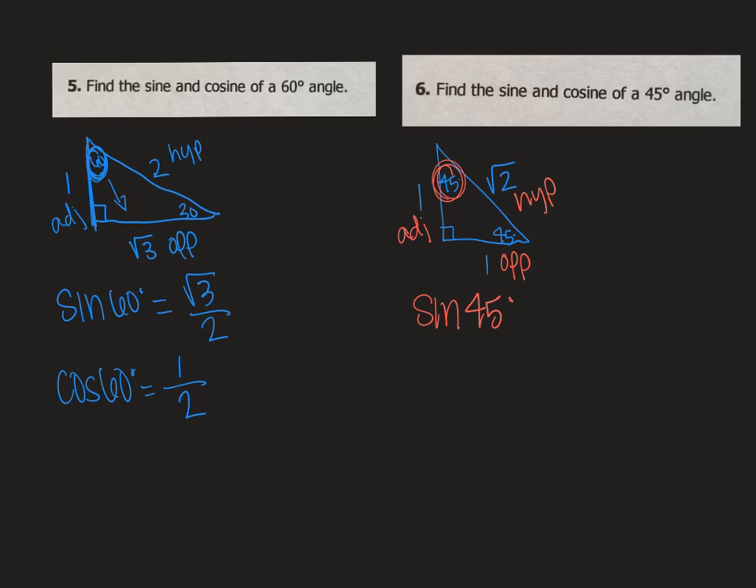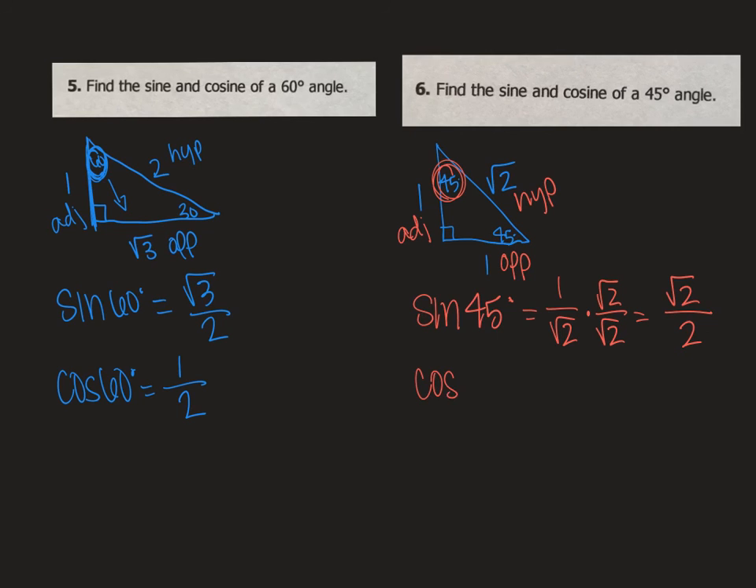So sine of 45 degrees, opposite over hypotenuse, becomes 1 over square root 2. But what we do not like with fractions is square roots in the denominator. So we're going to multiply by square root 2 over square root 2. We're going to rationalize. So 1 times square root 2 is square root 2. Square root 2 times square root 2 is the square root of 4, which is just 2. So sine of 45 is going to be square root 2 over 2.